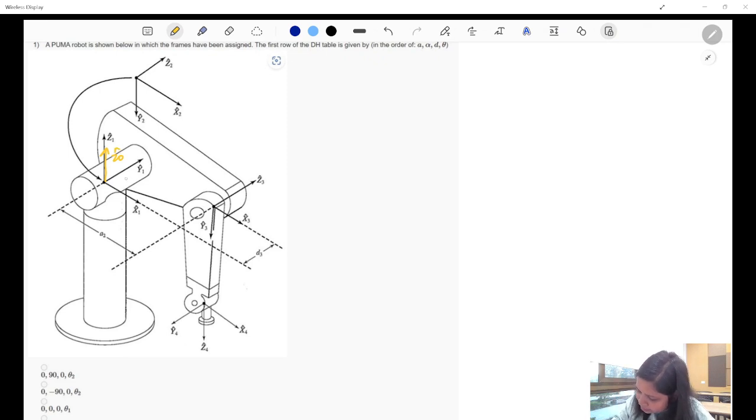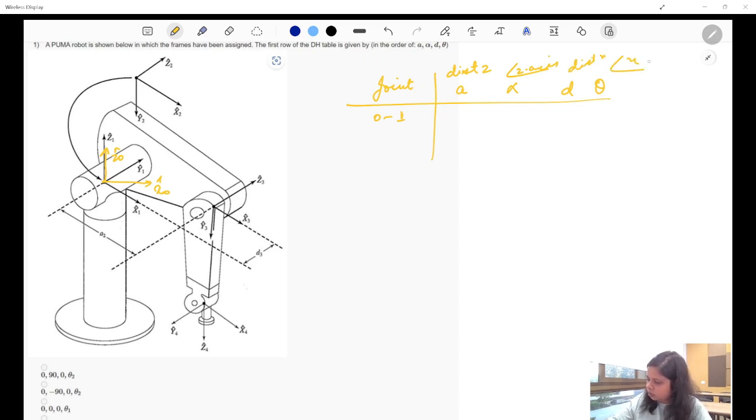X is lying somewhere in this plane, and Y can be chosen such that X cross Y should give you Z. Now, if we are supposed to find the DH parameters for the first joint, this is A, alpha, D, theta: distance along Z, angle about the Z axis, distance along X, angle about the X axis.